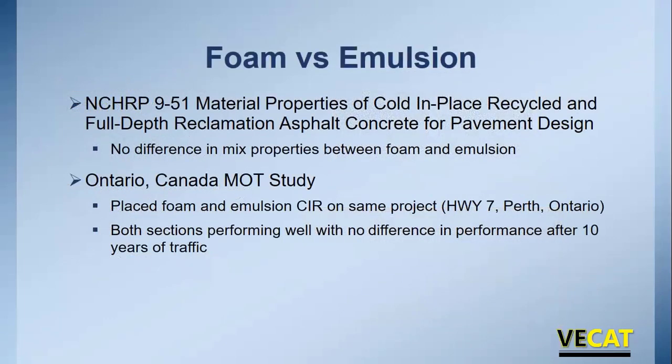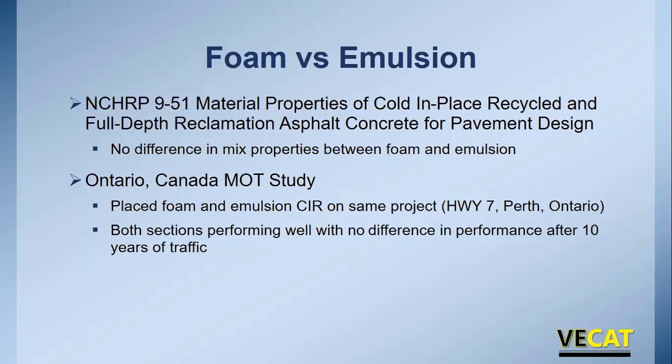As far as how they perform, the NCHRP 951 project was done by Maryland, but Virginia had a big part in this as well. And they performed dynamic modulus on foam samples and emulsified asphalt samples on cold in place and full depth reclamation. And they came up with the fact that they saw no difference in mix properties between foam and emulsion. Another thing that was interesting is they said it basically behaved very similar to a Virginia base mix.